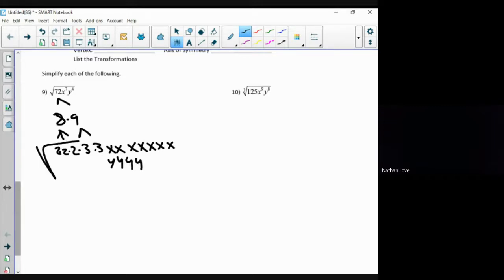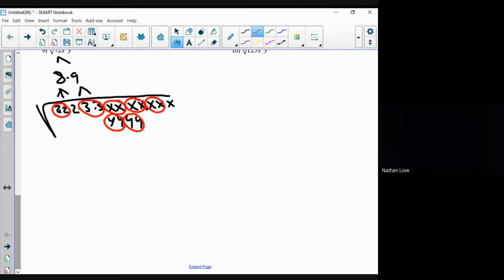I have a square root. So I'm circling what, guys? Pairs. Now, this will give me a 2 times 3 out front, and x to the third and a y squared. 2 times 3 is, you can do that in your head, which is really 6. And everything that is not circled stays underneath, which is 2 in the x.